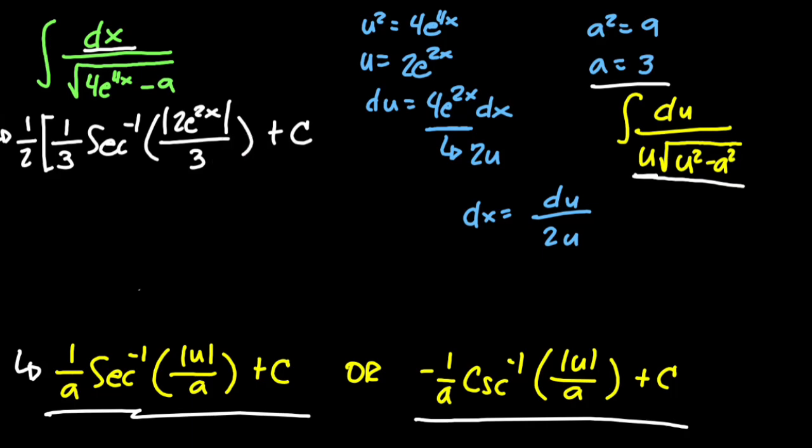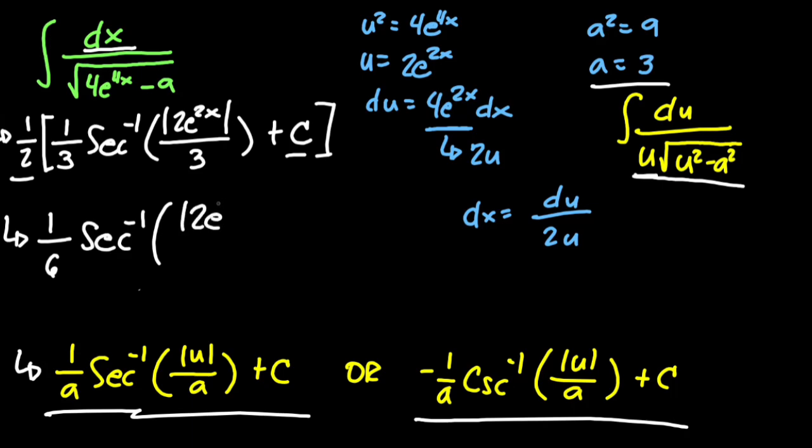And so the final answer for this would be 1/2 multiplied by 1/3 would be 1 over 6. And if you multiply 1/2 by c, because c corresponds to any constant, it will just be still plus c. So it will become 1 over 6 multiplied by arcsecant of absolute value of 2e raised to the power of 2x over 3 plus c.